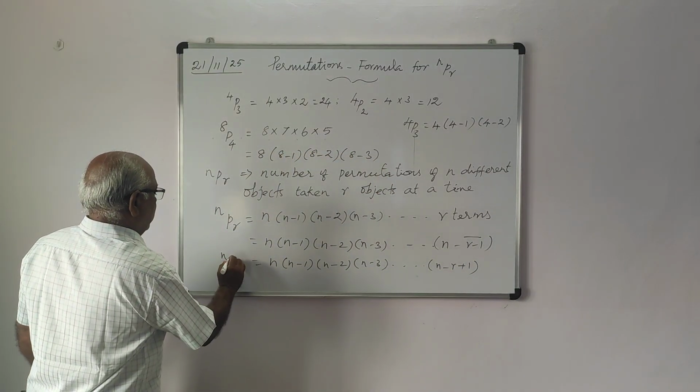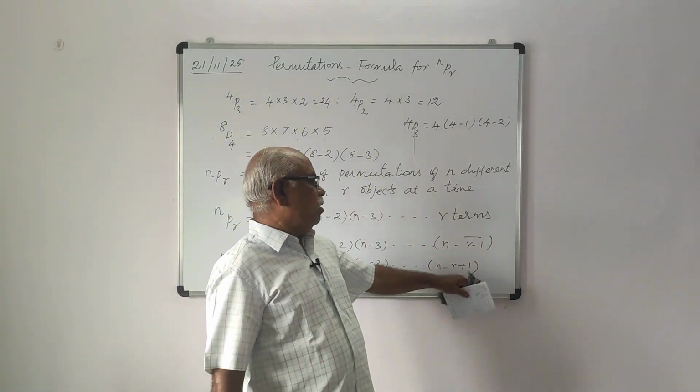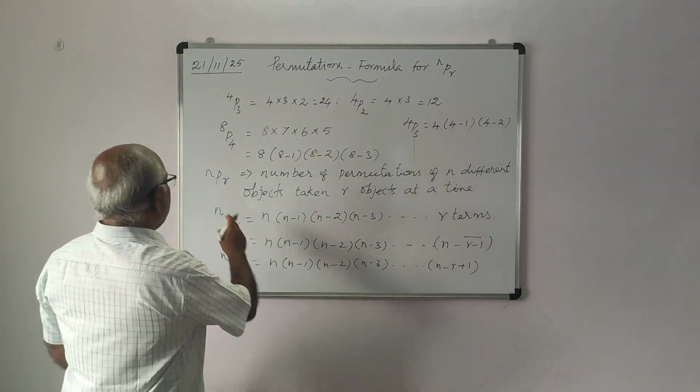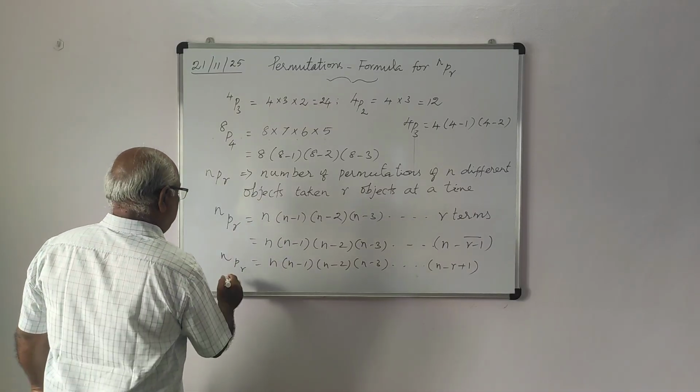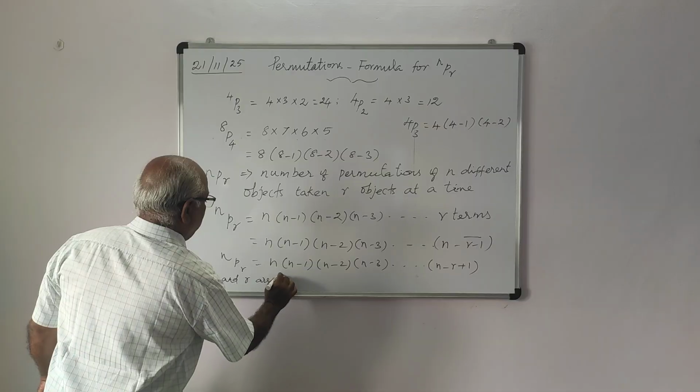So the nPr value is n into (n minus 1) into (n minus 2), and so on, up to (n minus r plus 1). Here, n and r are positive integers.